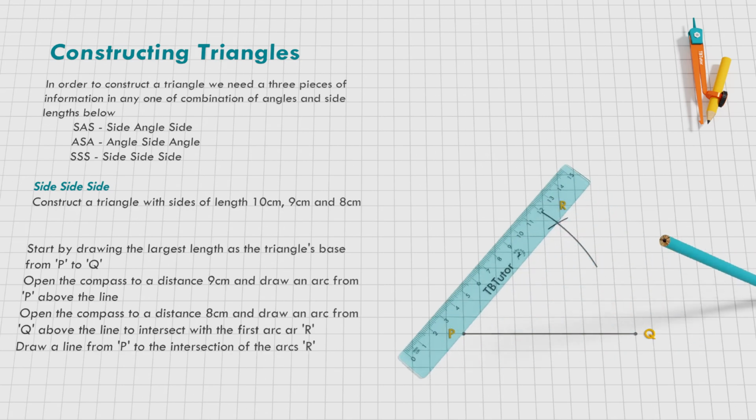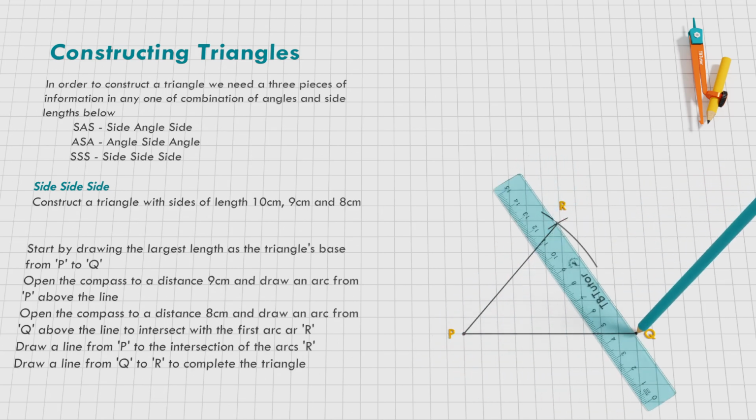Draw a line from P to the intersection of the arcs at R. Draw a line from Q to R to complete the triangle.